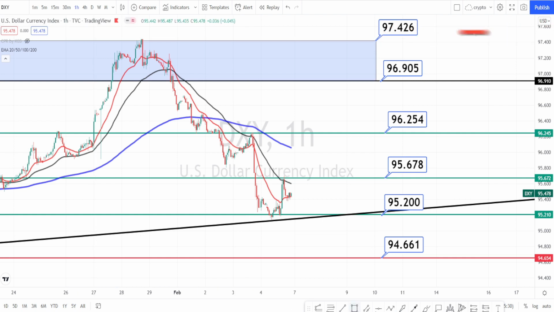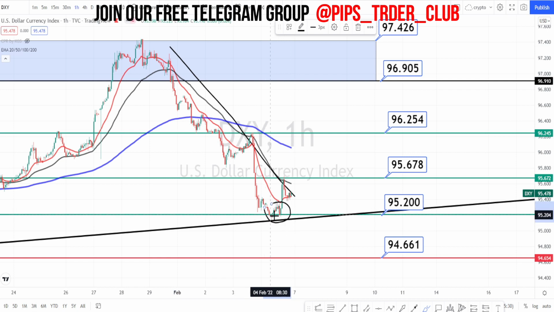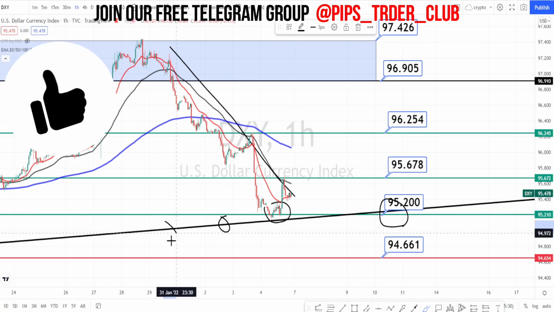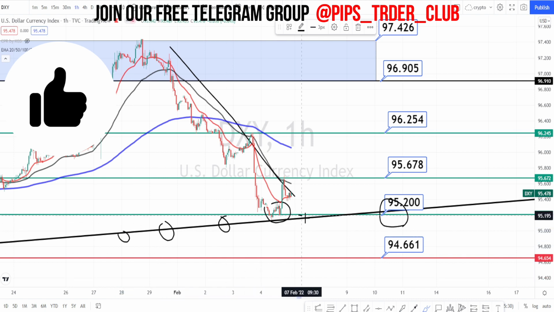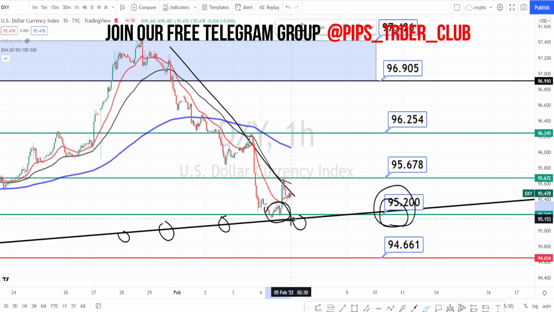I'm in hourly time frame in DXY, and when we look at the price action in DXY, you can notice that it was in a very nice downtrend, and it has taken support on this green level, which is around 95.200. And also you can notice that there is a black line. This is a trend line from the previous price action, and currently it has taken support on this trend line. So it has taken support on the previous support level and also on the trend line.